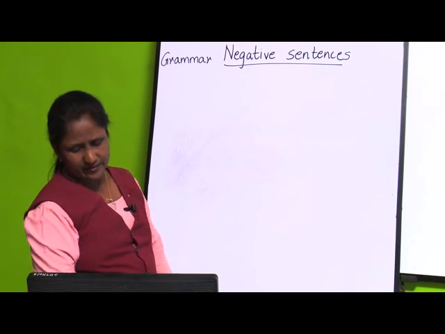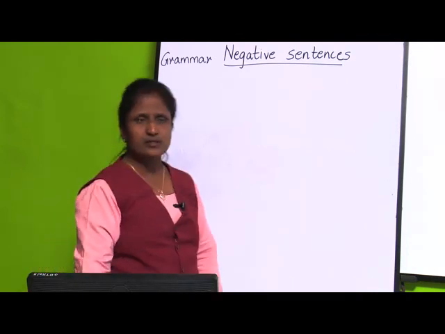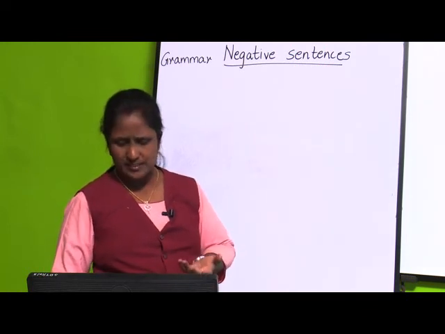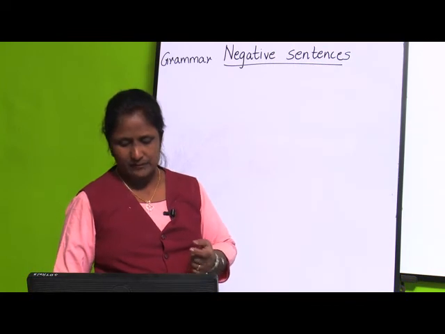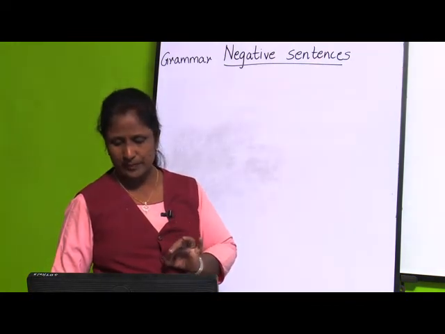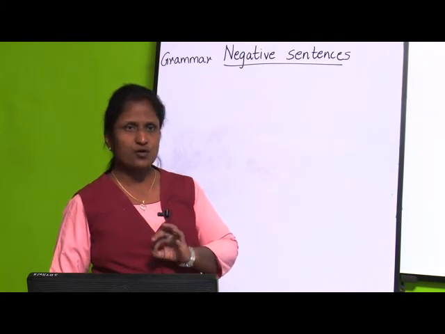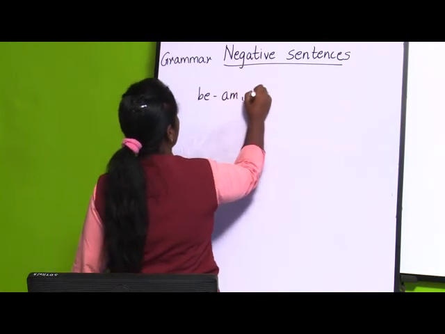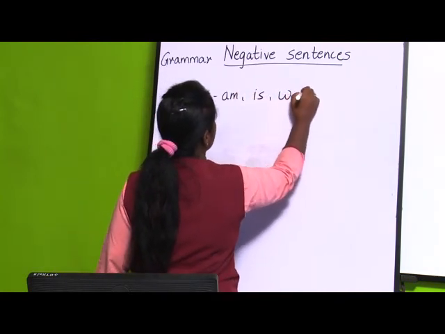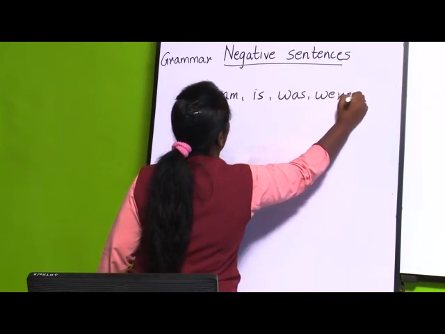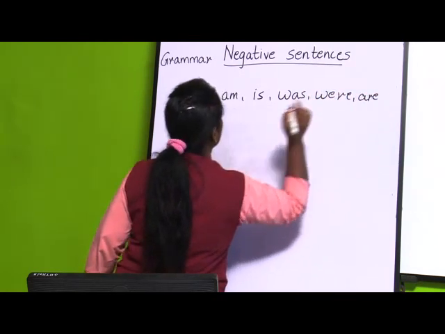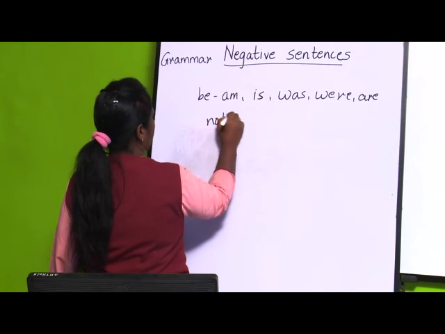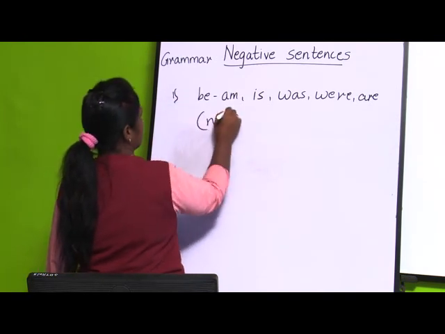See, when sentences have different forms of the verb be. Now you know children, be forms of verbs are am, is, was, were, and are. So when the sentences have different forms of the verb be, we put not after different forms of the verb be, such as am, is, was, and were. If the be form of verb is there, like am, is, was, were, or are, that time we use the negative word, that is not. We use the word not for this.